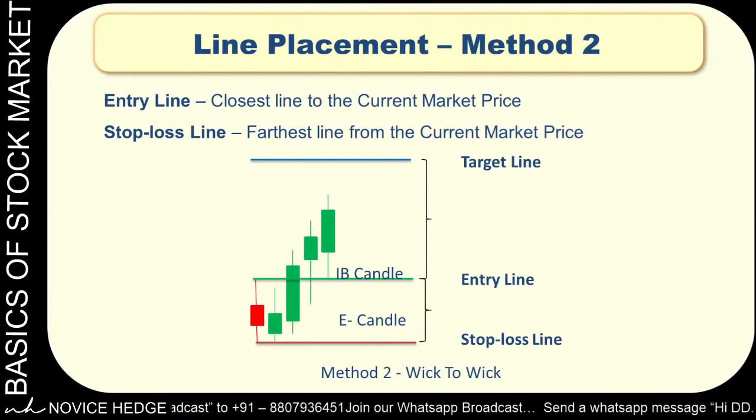Okay, so in this case, you just take both the candles and compare which is having the highest wick and which is having the lowest wick. So this is what you need to take. I see the first candle has the highest wick as well as the lowest wick. So I just mark the entry at the highest wick and the stop loss at the lowest wick.